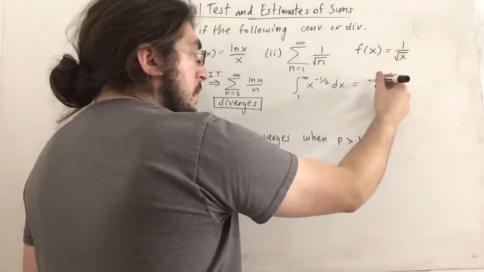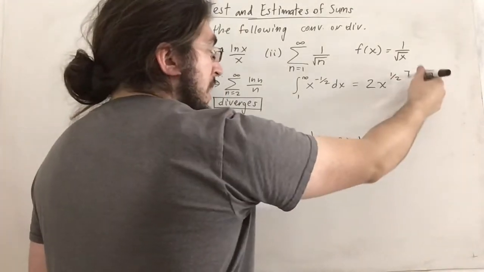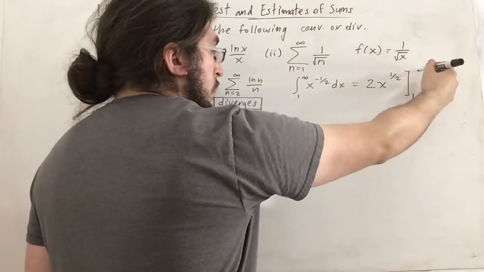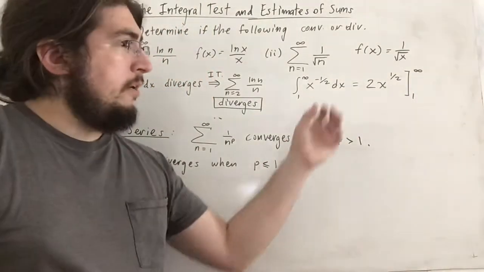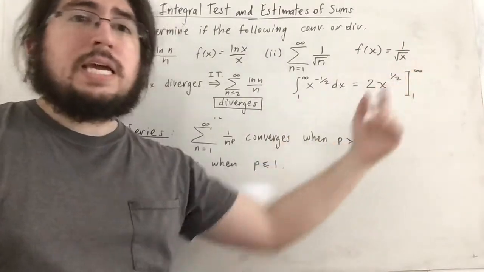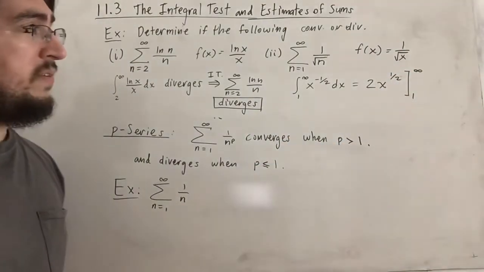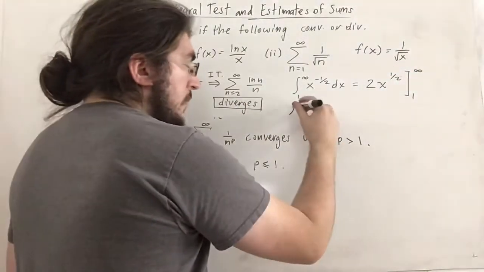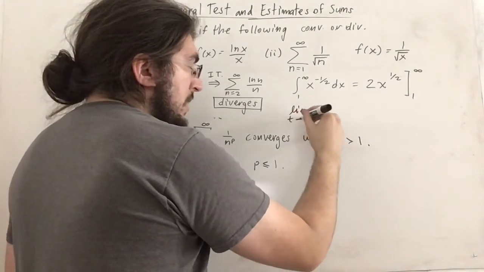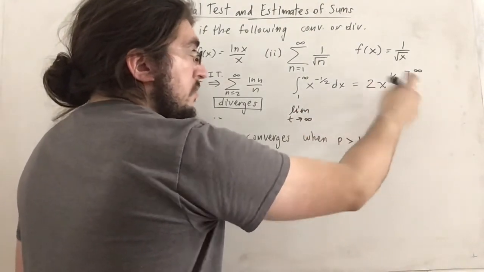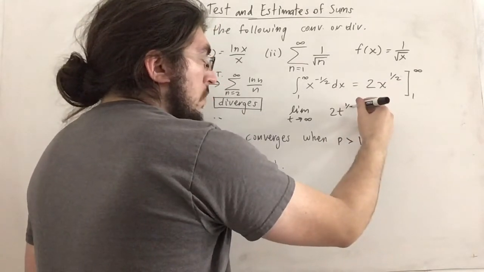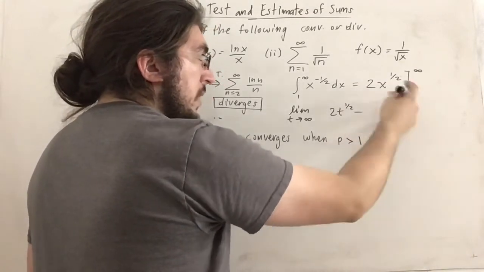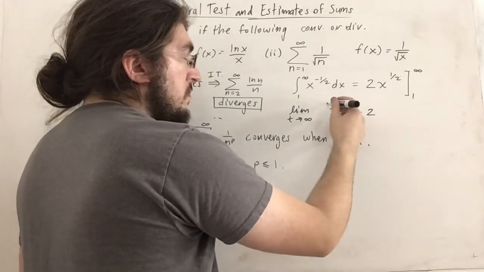And if we divide by 1/2, we're just multiplying by 2. And then we want to evaluate this between 1 and infinity. And again, I'm not really being technical here. I really should say evaluating between 1 and t, and then take the limit as t goes to infinity. So in fact, I'll actually write that here. So we want to take the limit as t goes to infinity of, plug in the top one, which should be t, so it's 2t to the 1/2 minus, plug in the bottom one, is just 2.